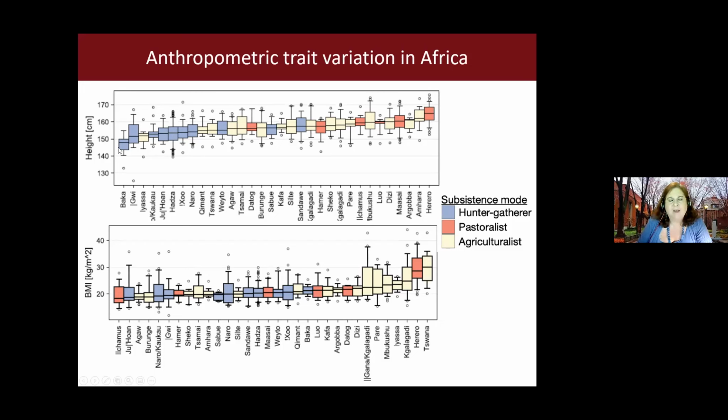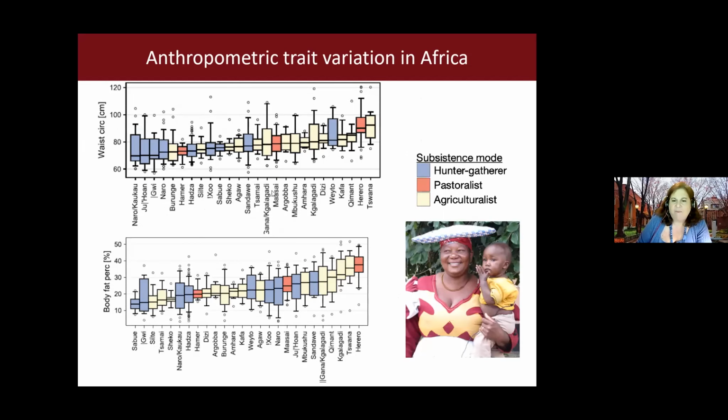And you tend to see the hunter-gatherers on the lower end. And on the higher end of height, we see actually the Herero, and then also some East African populations. For BMI at the very low end, we see one of the East African pastoralist groups. They tend to have a tall, thin body type. And then we see the San and some of the other hunter-gatherer groups at the low end. And at the high end, mainly food-producing agriculturalist groups, which isn't a huge surprise, I would say.